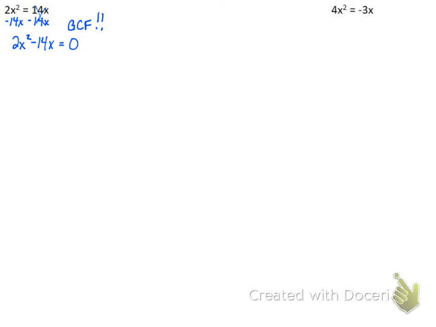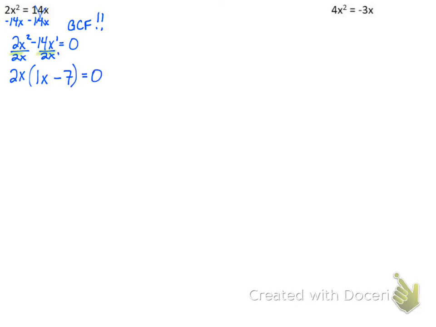The biggest number that divides 2 and 14 evenly is 2. My smallest exponent is my x to the first power. So I'm going to take a 2x out of each one of these terms up here. The way that I do this is I divide both of these by 2x to see what's left inside the parentheses. So 2 divided by 2 gives me 1. X squared divided by x gives me x. 14 divided by 2 gives me 7. X to the first divided by x to the first gives me no x's left.